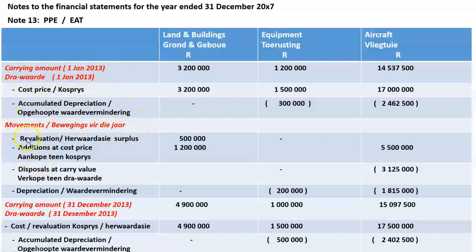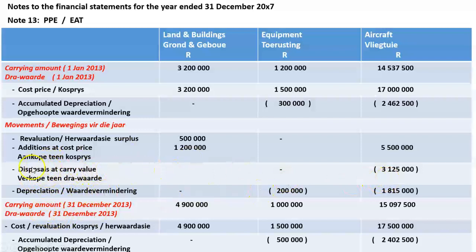And there we will have things, if I have revalued my asset, I have to show it somewhere, otherwise I'm not going to balance. So if there was a revaluation of land and buildings, it will appear on the IAS 16 note under land and buildings. In this case, let's say 500,000 rand. Additions at cost price, that has to be shown per section or type of asset class. Disposals at carrying value, depreciation expense for the year.